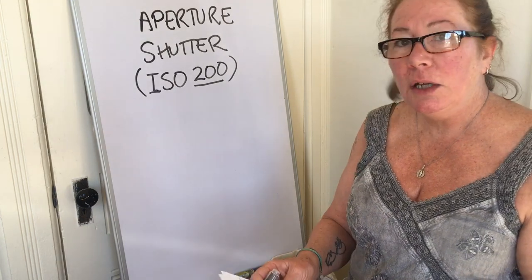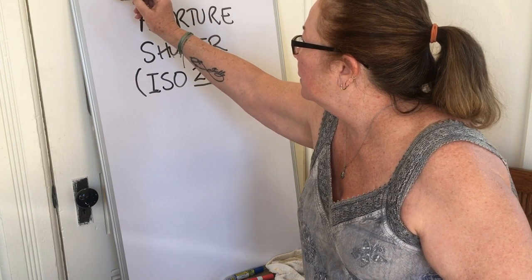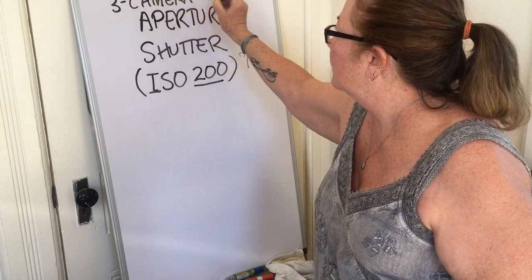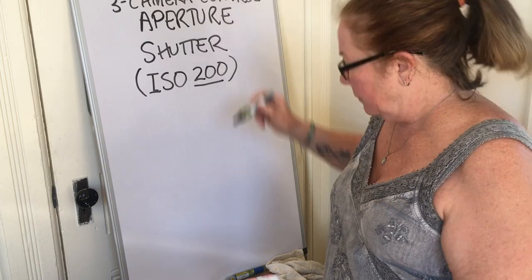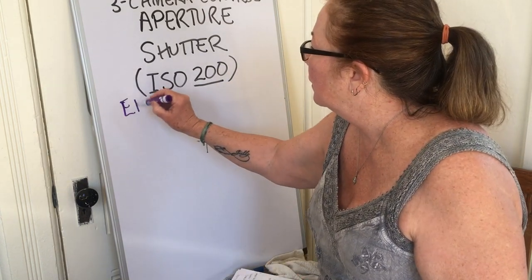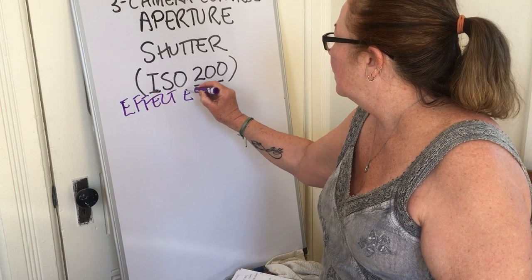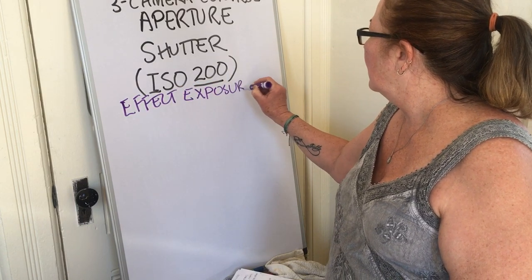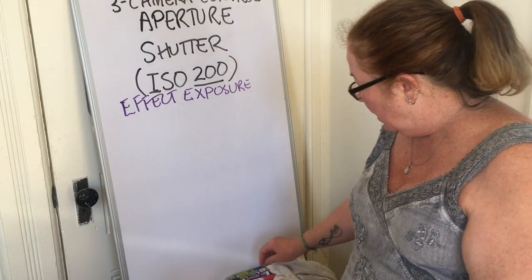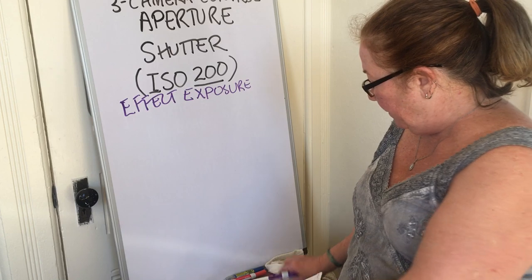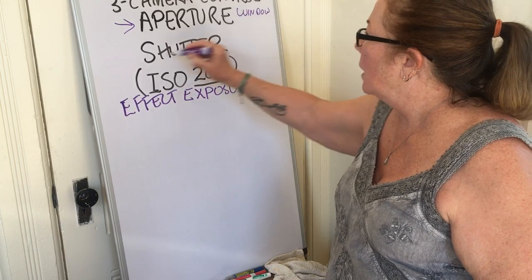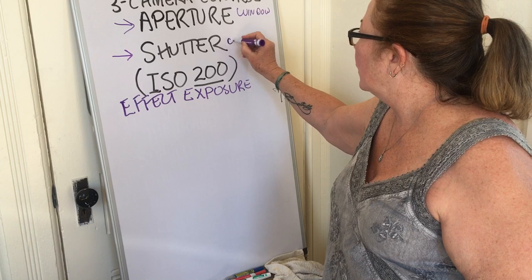So only three controls affect exposure. Okay, so only three camera controls affect exposure. And those are the aperture, right? Remember, that's our window. And the shutter, which is our curtain.